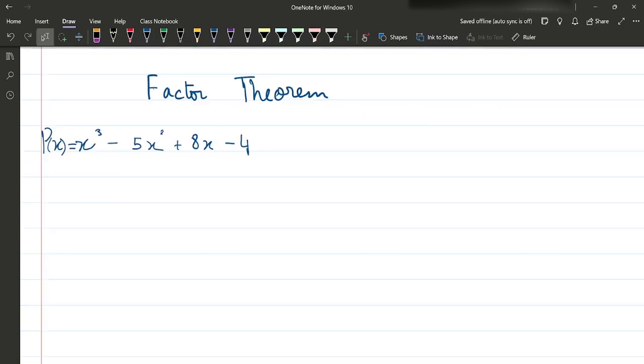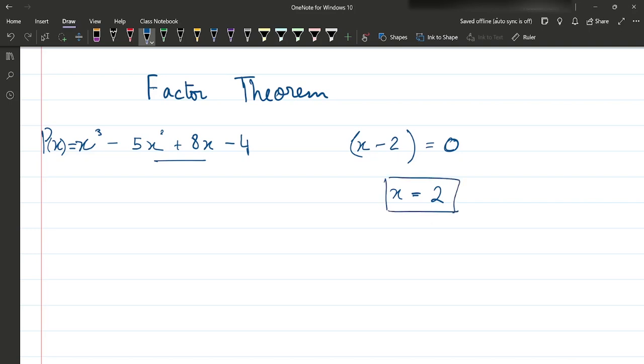Okay, let's talk about the factor theorem. Here we have an example. P of x is equal to x cubed minus 5x squared plus 8x minus 4, and we want to know if x minus 2 is a factor of this. For us to do that, all we have to do is quickly equate this to 0 and say x is equal to 2. Then we just have to put the value of x inside here, so p of 2. When you get p of 2, you should always get 0 if this is a factor.